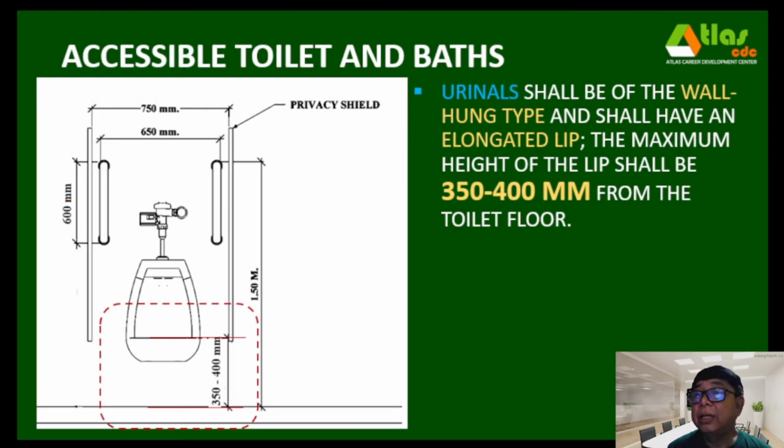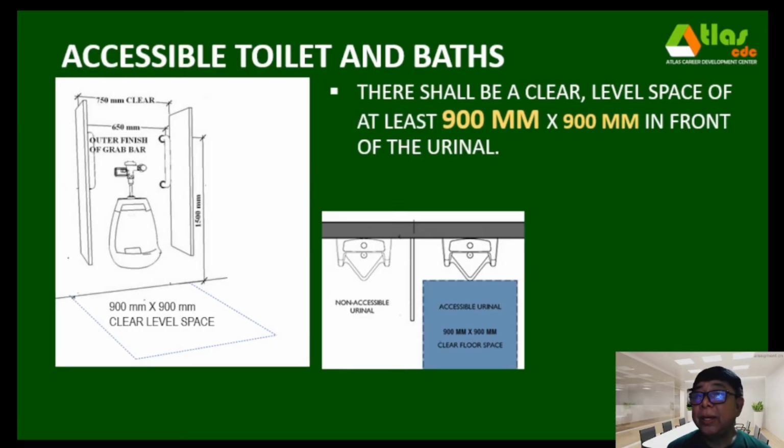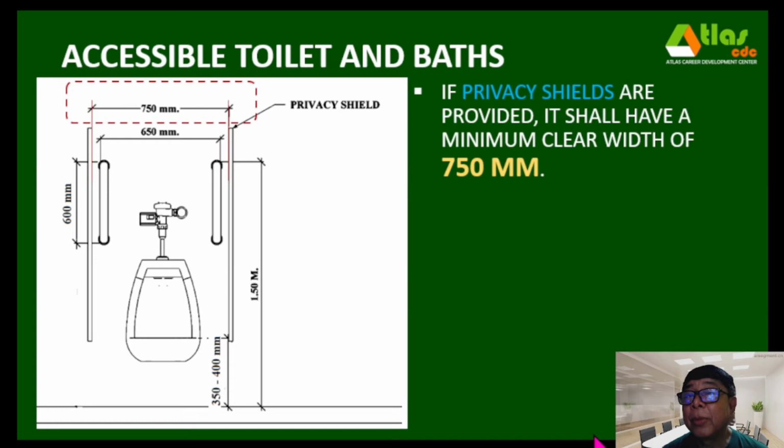And the urinal shall be of the wall hung type and shall have an elongated lip. The maximum height of the lip shall be 350 to 400 mm from the toilet floor. There shall be a clear level space of at least 900 mm by 900 mm in front of the urinal area. And if privacy shields are provided, it shall have a minimum clear width of 750 mm. This is the privacy shield.